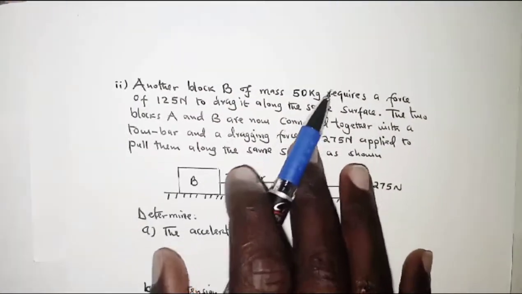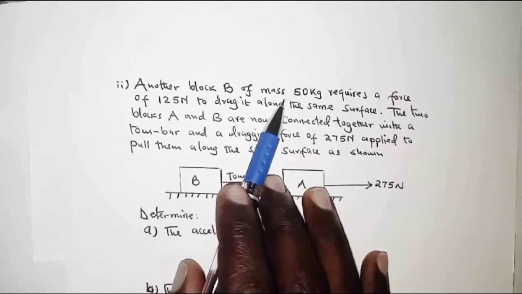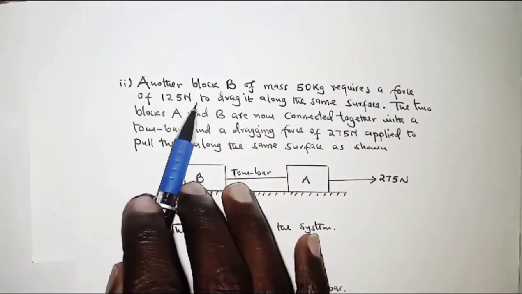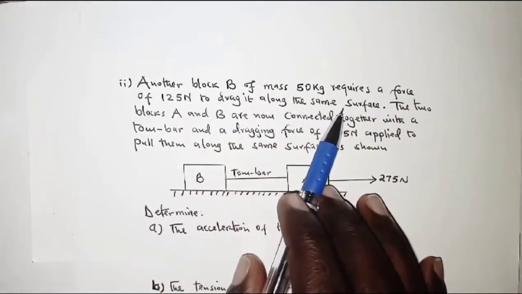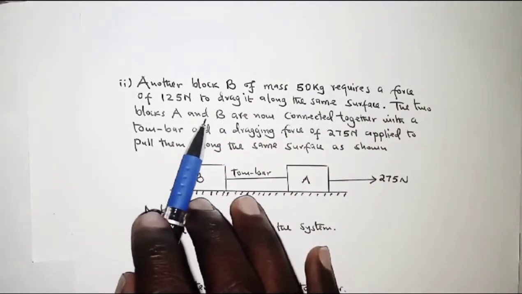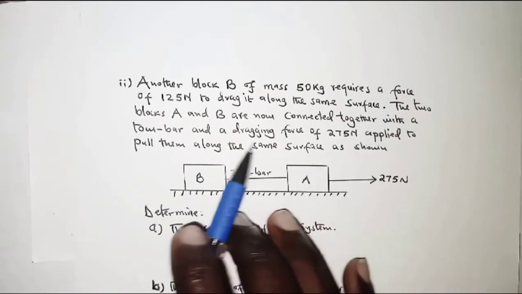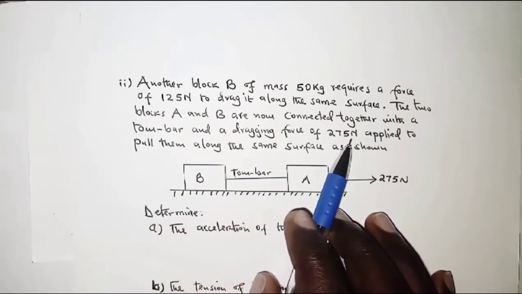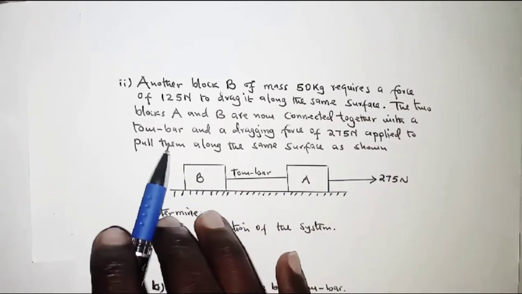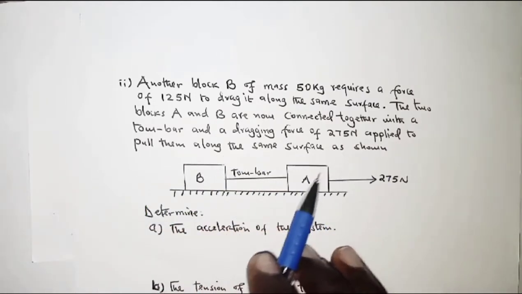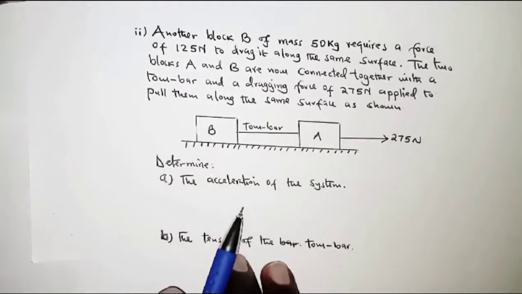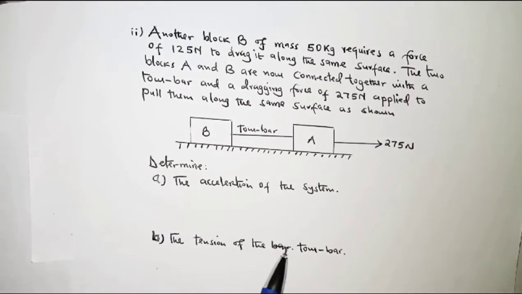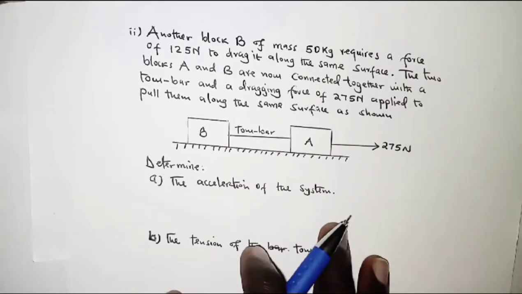Then Roman 2, another block B of mass 50 kilograms requires a force of 125 newtons to drag it along the same surface. The two blocks A and B are now connected together with a tow bar and a dragging force of 275 newtons applied to pull them along the same surface as shown. Then A, determine the acceleration of the system, and finally B, the tension of the tow bar.